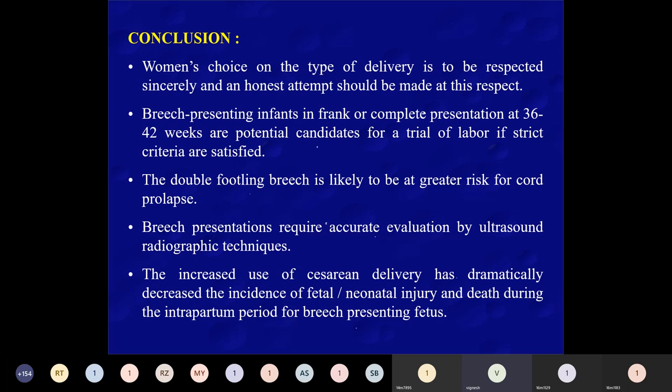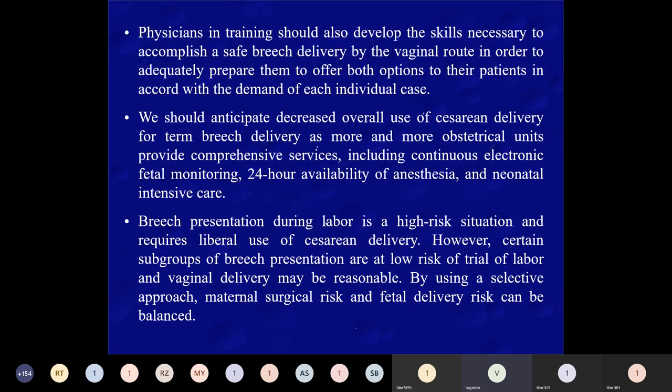The increased use of cesarean delivery has really reduced the incidence of perinatal injury and morbidity. Of course, the incidence of cesarean section on maternal indication has increased, but as far as perinatal morbidity and mortality are concerned, definitely cesarean section scores over assisted vaginal breech delivery.